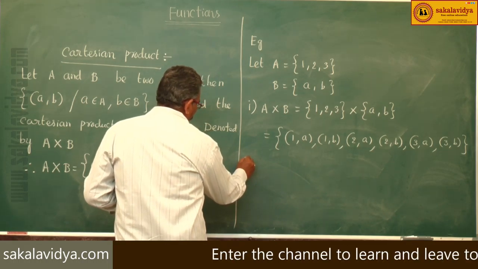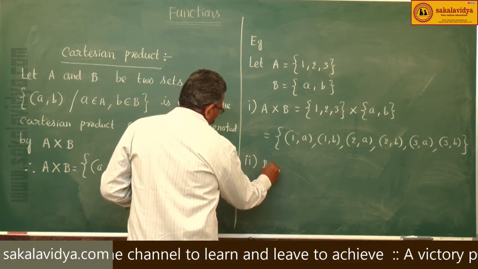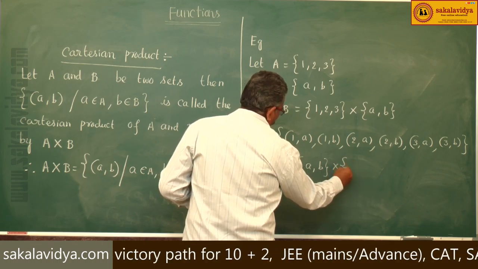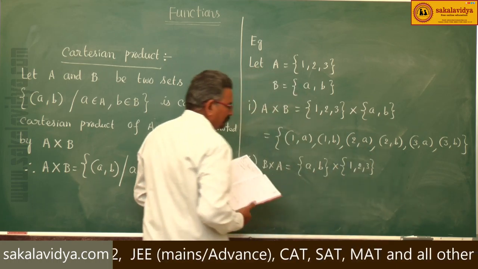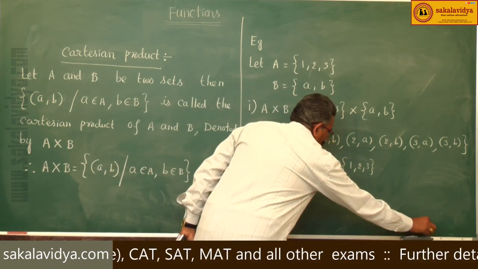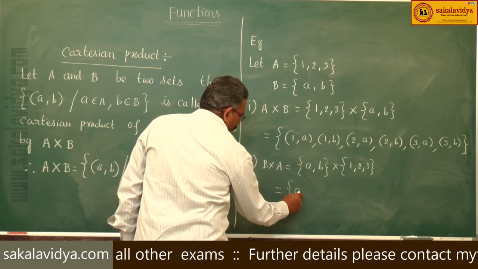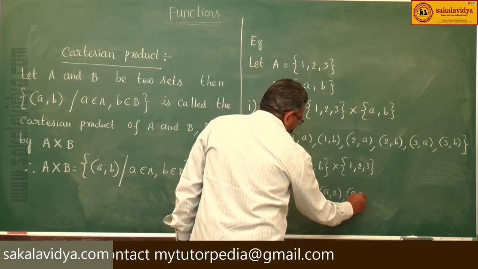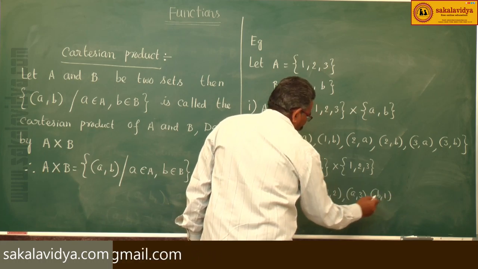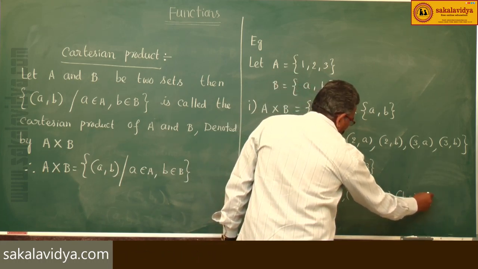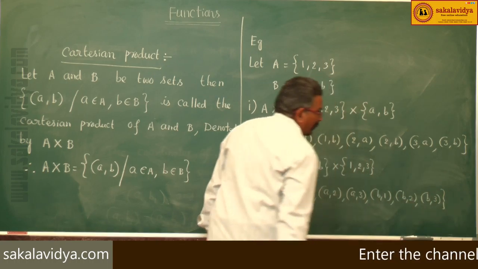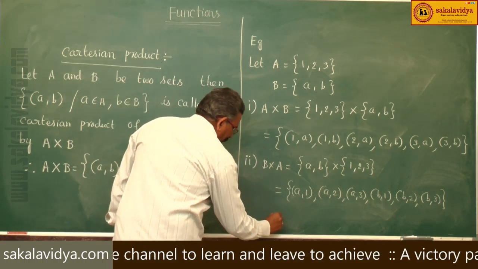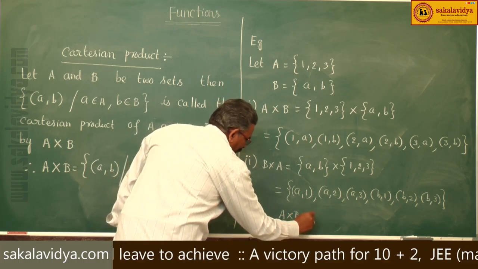Now let us find B cross A. B cross A means the set {a, b} cross {1, 2, 3}. Now this we can write (a, 1), (a, 2), (a, 3), (b, 1), (b, 2), (b, 3). Now from these two, what do we observe? A cross B does not equal B cross A.